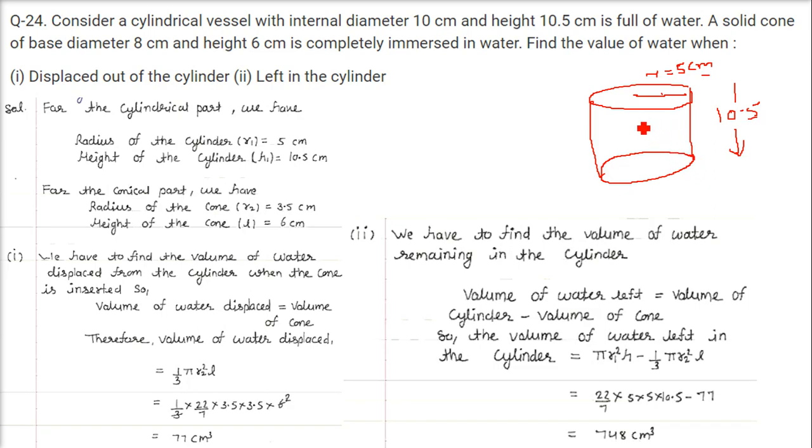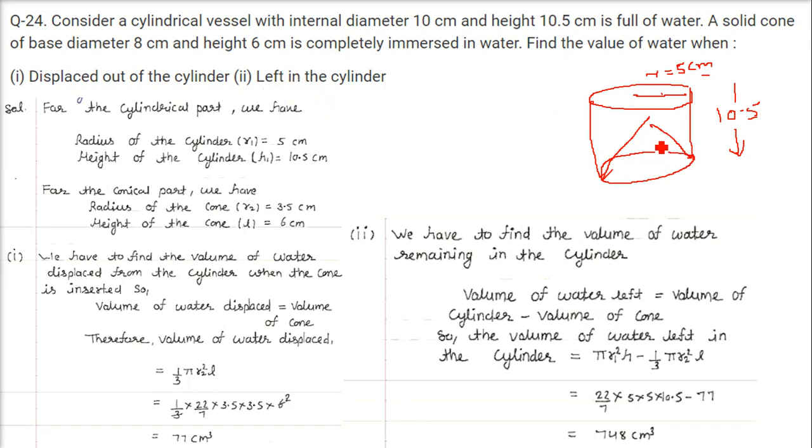A solid cone of this base diameter and this height is completely immersed in water. So there is a solid cone here. Find the volume of the water displaced out of the cylinder and left in the cylinder. When we take the volume of the cone, that is the volume of the water which is spilled out, displaced out of the cylinder. Then we'll take the volume of the cylinder and subtract the volume of this cone, and that will be the volume which is left in the cylinder.